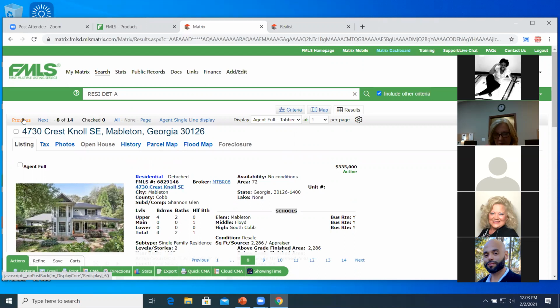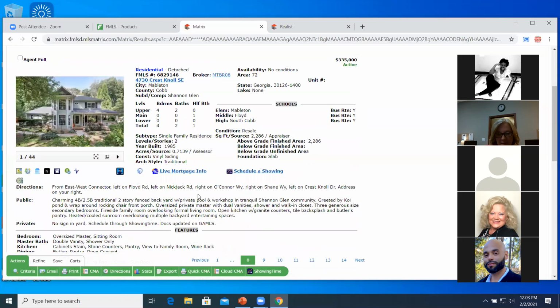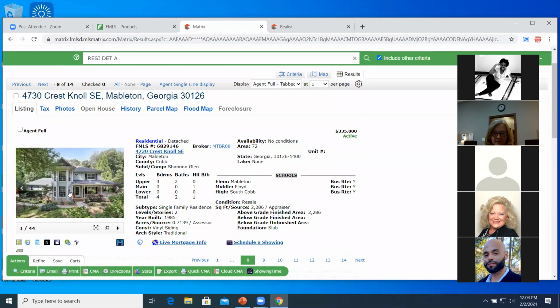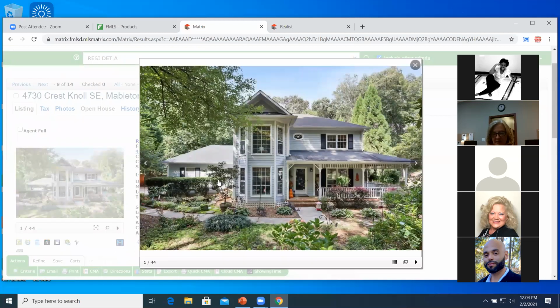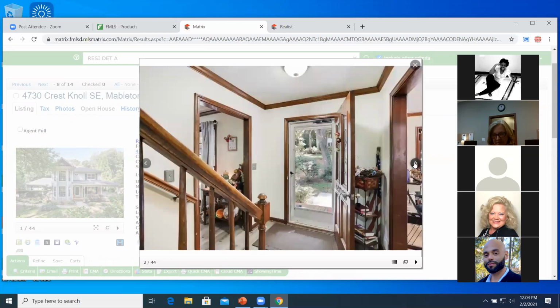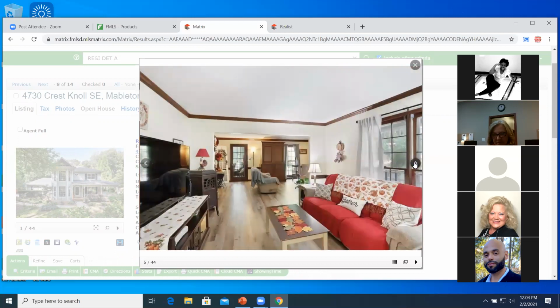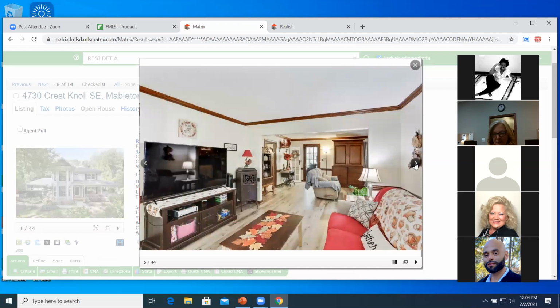This is a newer one, 2286, similar square footage. It's a 4.2. It was built in 85, so it's 10 years newer than our property, and it's listed 335. So yeah, we could use this as competition, and it's in Shannon Glen, so it is probably pretty close to where the property is. Let's see what it looks like. Done some hardwood floors.